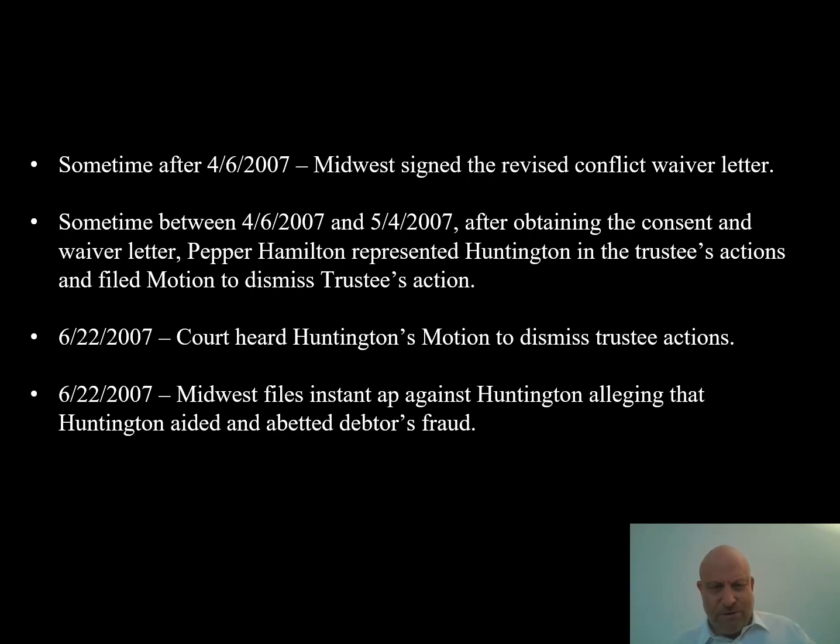So this is where everything explodes, and I don't know what's going to happen here, because Pepper Hamilton is representing Huntington, representing Midwest. Midwest is suing Huntington, so they're representing the plaintiff and the defendant in the same action. You would think that might be a conflict.